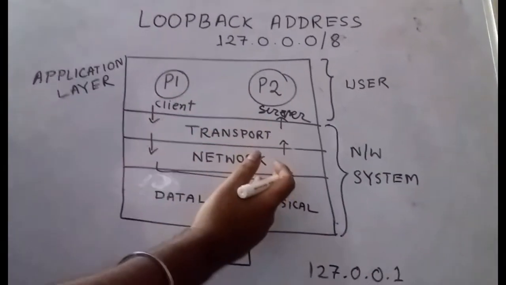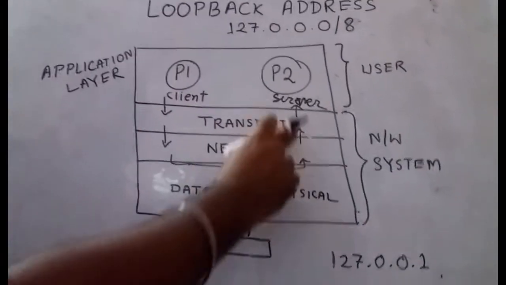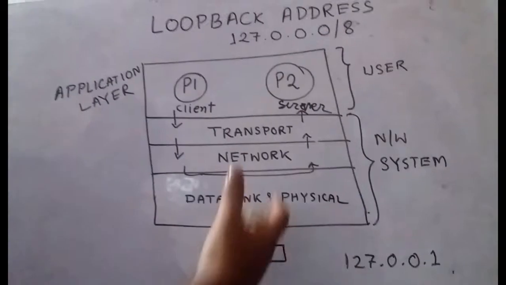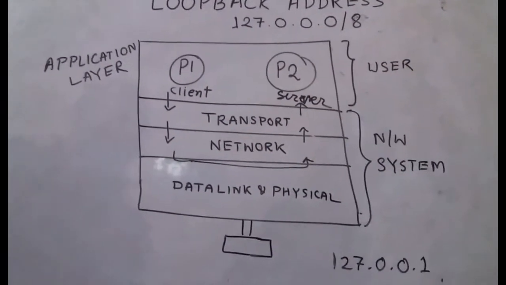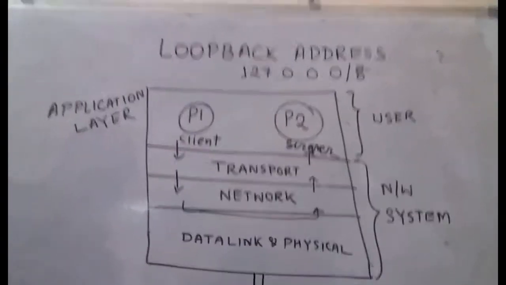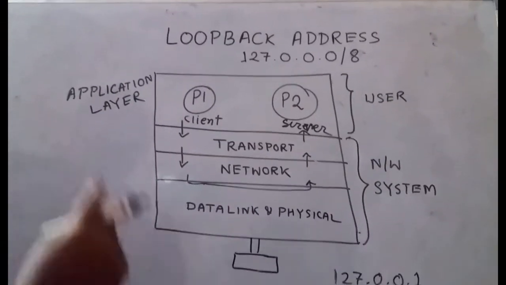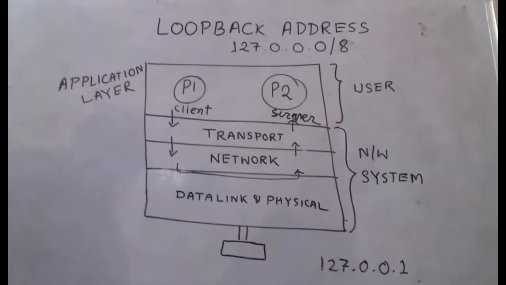And we have also tested it in the network. If it runs here, that means it will run in the network also. So in this way, we can test our network-based software, whether it will run in the network or not. So that's why we use the loopback address.